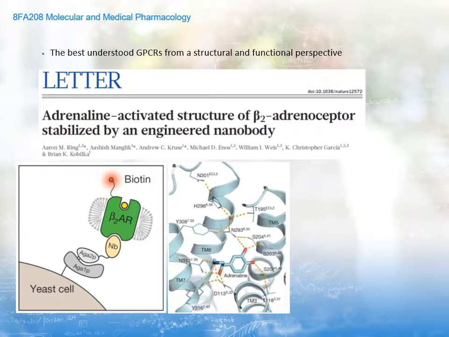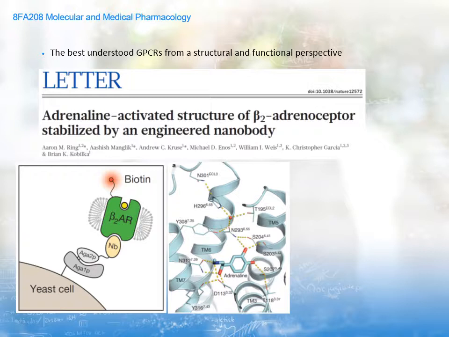Essentially, the beta-2 adrenergic receptors, or the beta-adrenergic receptors, are the best understood G-protein coupled receptors from both a structural and a functional perspective. I don't have the time to go into detail now, but the molecular structure of any protein can be resolved via crystallization, basically forming a crystal of the protein, but this is very difficult to do with membrane proteins.